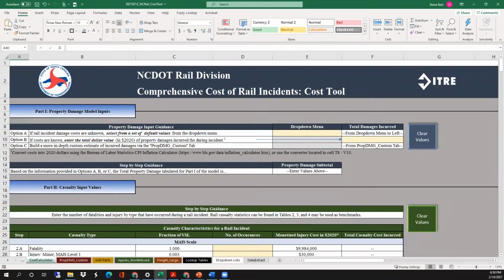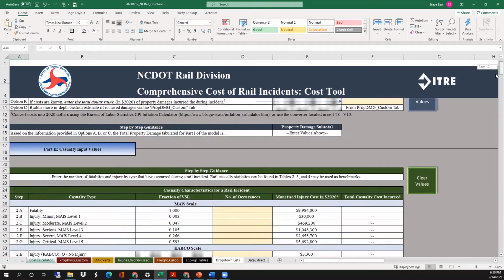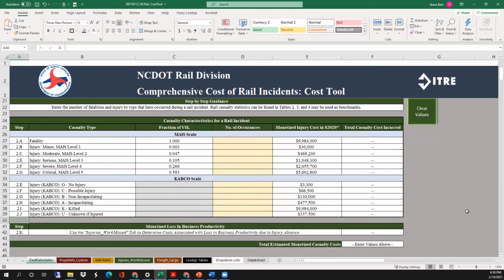Injury and fatality costs can be estimated in Part 2, or the part of the tool designated in green coloration. Casualties can be entered using the maximum abbreviated injury scale, MAIS, or the KABCO scale. For incidents that result in human injury with the level of severity unknown, it is recommended to use row 2J, or the KABCO U designation.